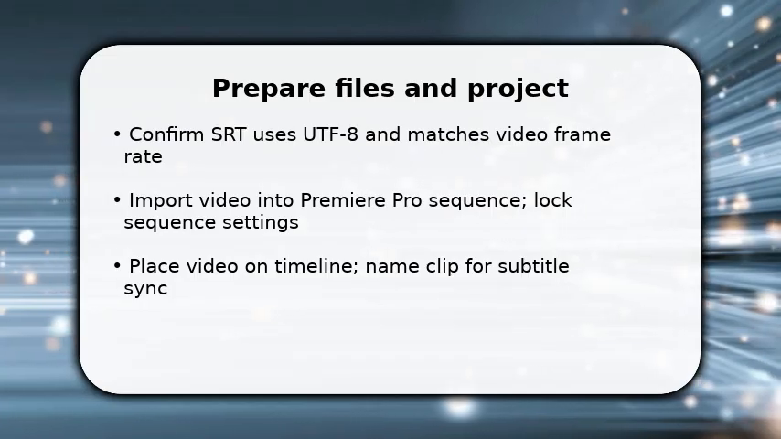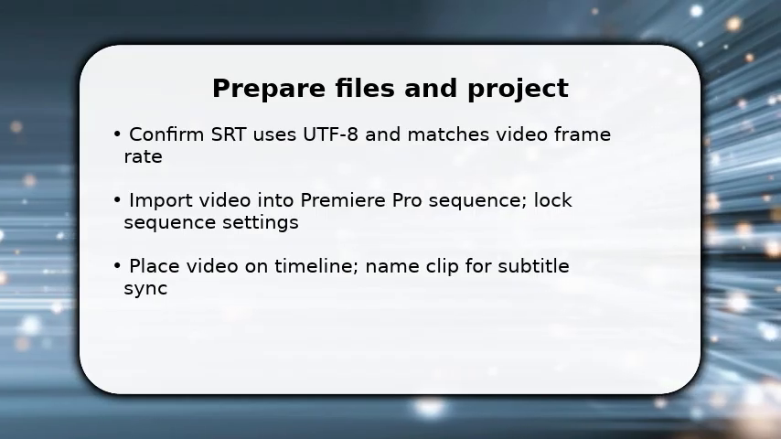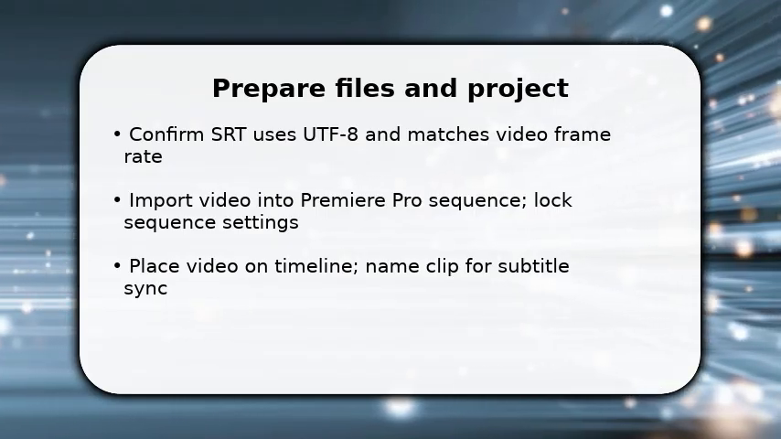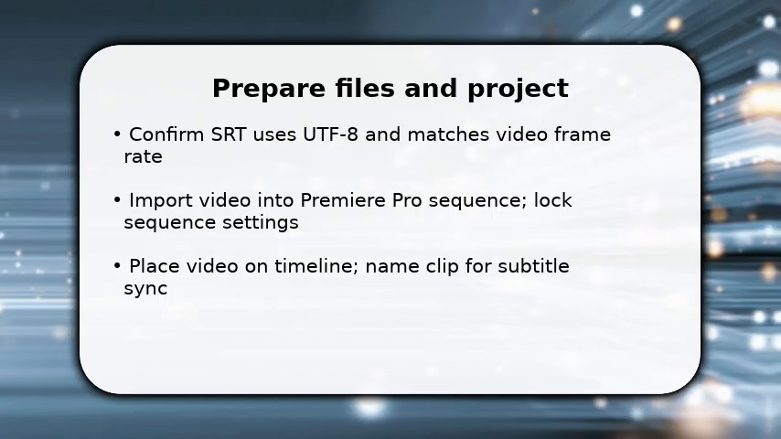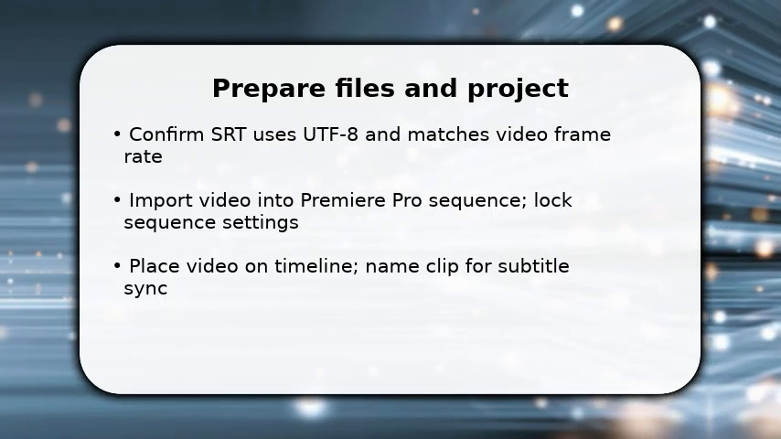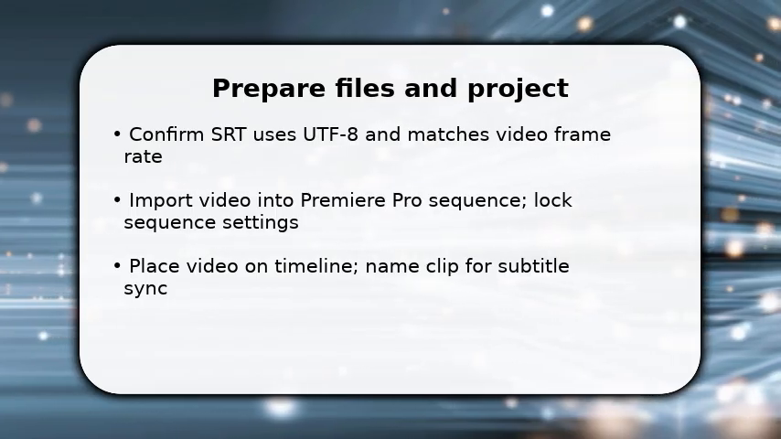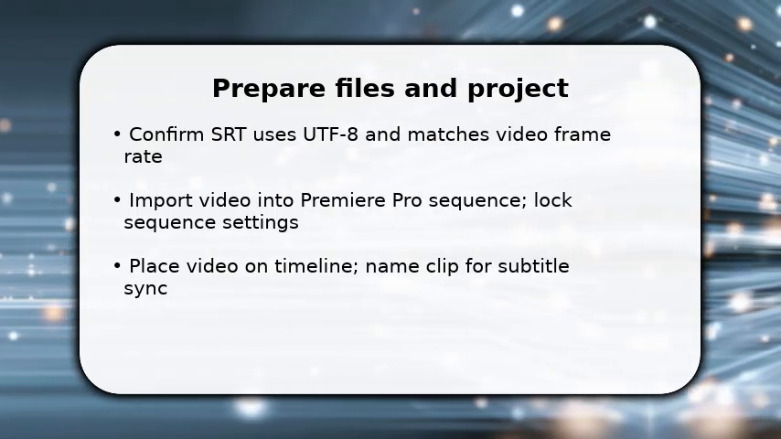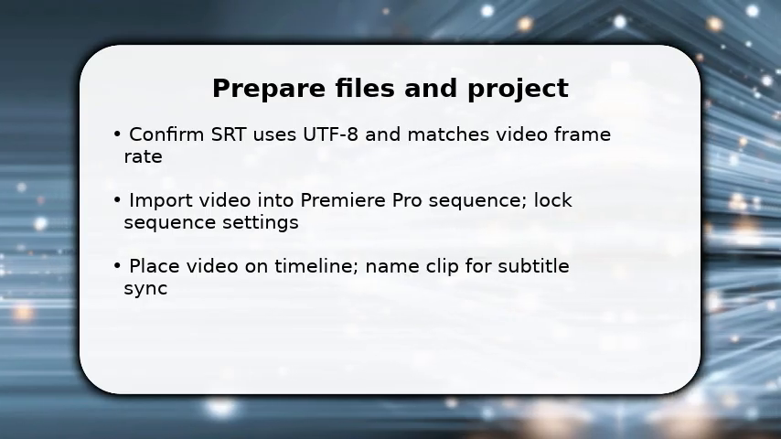You start by verifying the SRT encoding and timebase so Premiere reads timestamps correctly. Once done, import your video and create or open the matching sequence. This ensures frame alignment when you add captions. Make sure the SRT file name is descriptive so you can track versions.